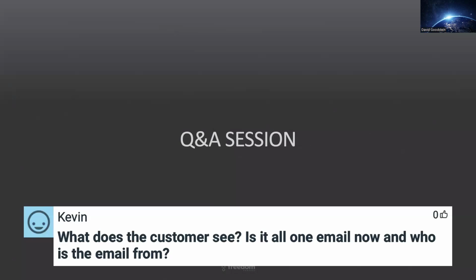No longer will the customers be receiving two different sets of emails where they'll get one from Mosaic to sign, one from Freedom to sign. Now it'll all come to them in one email. Click that one magic link and it'll take them through the full signing flow.